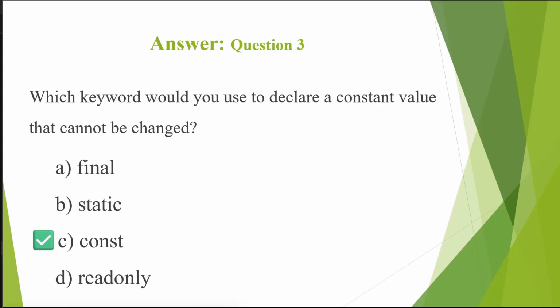Next question was about declaring a constant value that cannot be changed. The correct answer is option C, const. In C#, const is used to declare a constant variable, meaning its value cannot be changed after it's assigned. The other options, final and read-only, are incorrect because final doesn't exist in C#, and read-only is used for class fields but allows value to be assigned in the constructor, which we will see later.